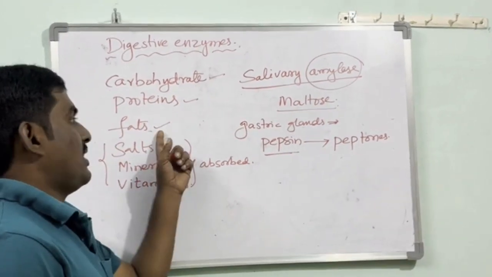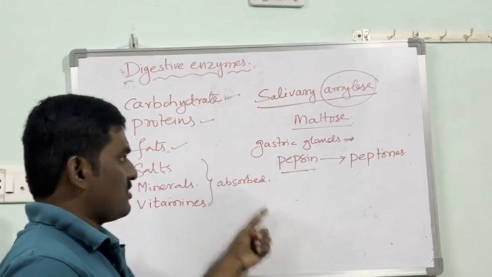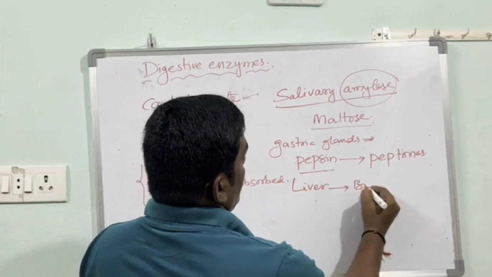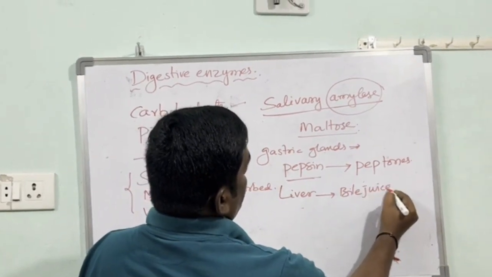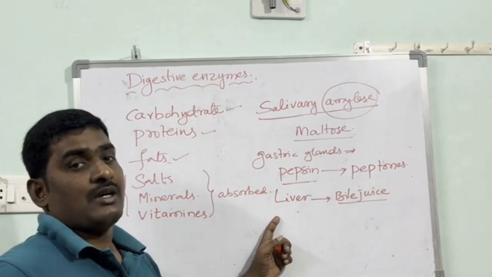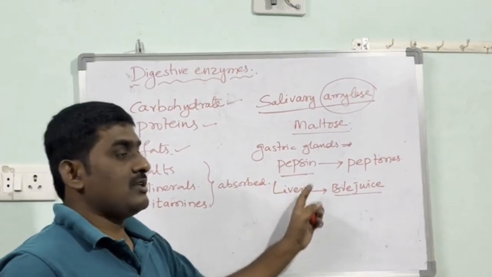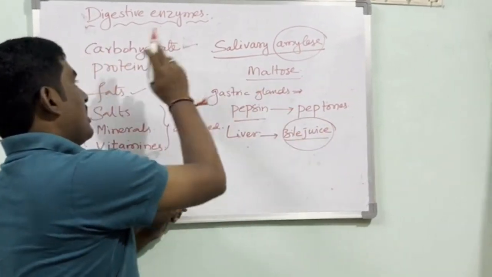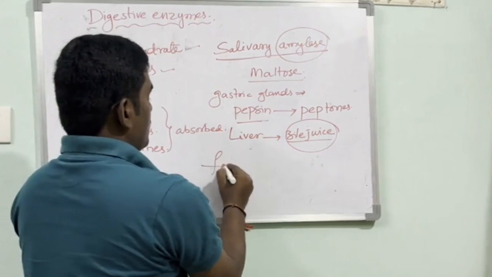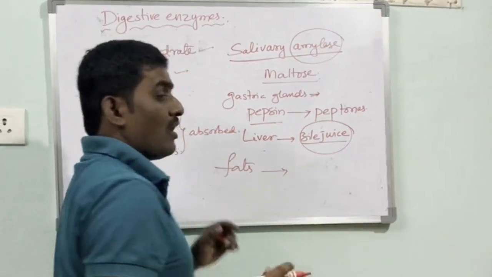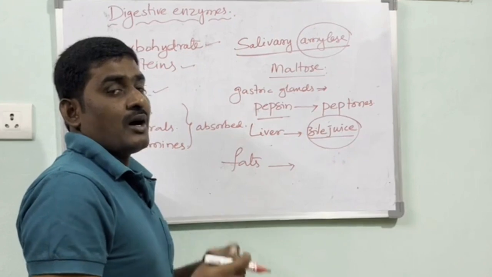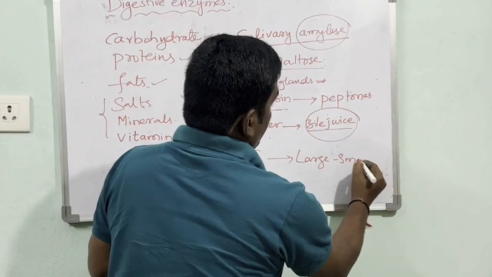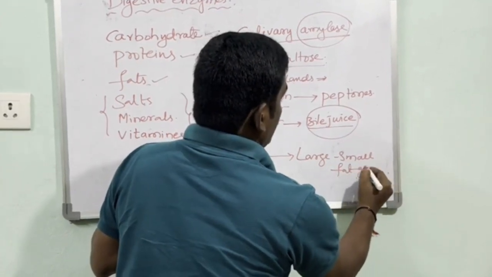Next, if you see fats, in our digestive system we have the liver. This liver is going to secrete a juice called bile juice. So here we have one more question: which digestive juice does not contain any digestive enzymes? That is bile juice, not an enzyme. This bile juice acts on the fats, and these large fat globules are going to change into small fat globules.